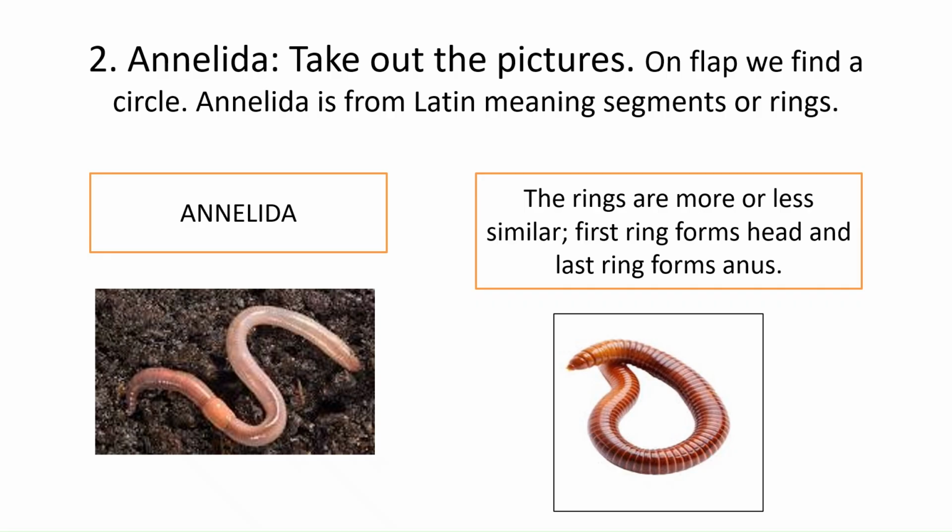On the flap we find a circle. Annelida is from Latin meaning segments or rings. We have these labels and pictures. So Annelida, match it to the earthworm. And the next label reads, rings are more or less similar. First ring forms head and last ring forms the anus.